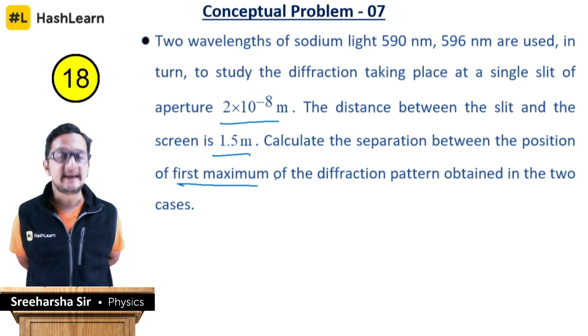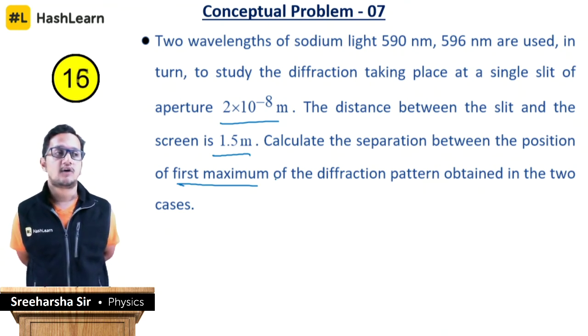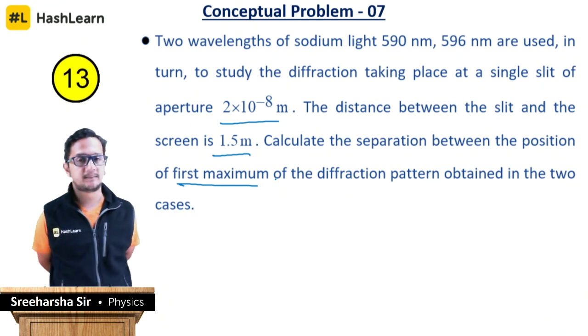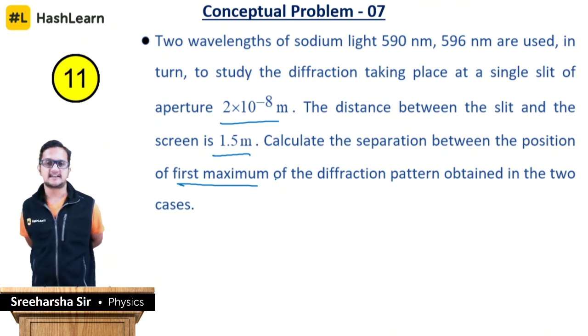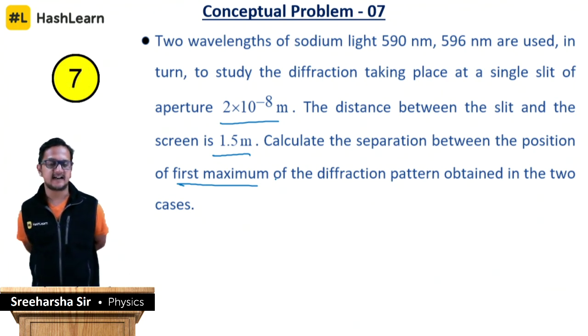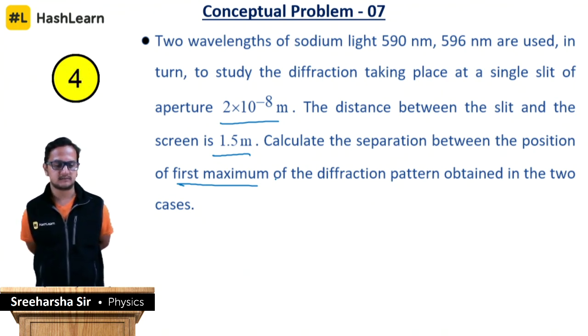So please be thorough with the formula or the conditions for maxima and minima. Don't interchange it. If you interchange this, then your marks will also get interchanged. Instead of 1, you'll get 0.